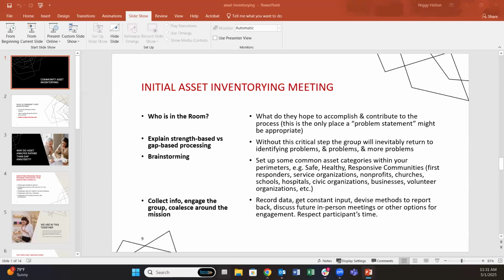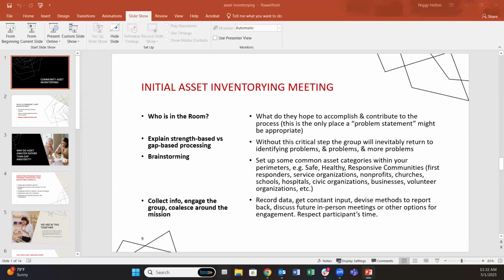Your first meeting will probably be a longer meeting than some of the others. So brainstorming will be a lot of it. You'll probably want to set up some common asset categories within the parameters of your planning. So again, for just the example here, if you are going with something like safe, healthy, responsive communities, then you'll know that people like first responders and service organizations and nonprofits and churches and schools and hospitals and volunteer organizations and certain businesses, those may be folks that everybody agrees should be there.